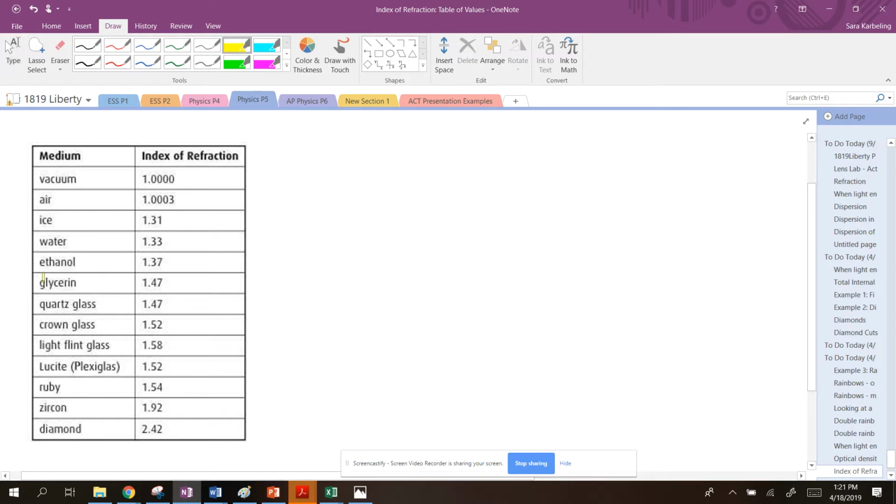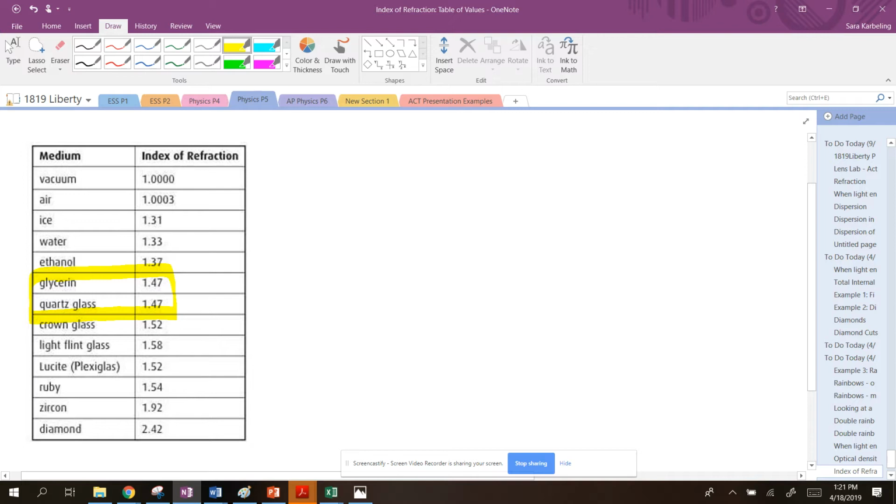There's actually two things right here, glycerin and quartz glass, that have similar properties. Glycerin is what they use to make soap. Lots of dish soaps and things like that have glycerin in them. And quartz glass is obviously glass. Same deal. So if I got glycerin and quartz glass, it would do the same thing. Okay. So that's just kind of interesting and a piece to know about index of refraction.